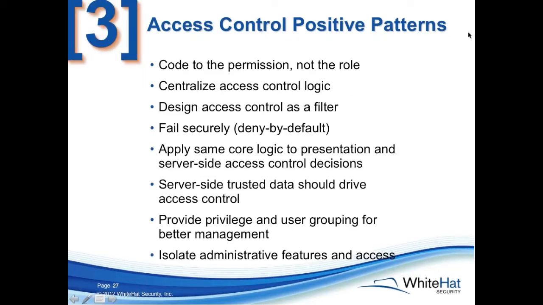So here are some positive patterns I want to encourage you to embrace when building a secure web application. Code to the permission, not the role. This is an entitlement-based system as opposed to a role-based system. Centralize that access control logic into one or more core classes. Design access control as a filter, so every request is forced to go through your access control methodology. Fail securely. If your access control processing logic fails in some way, always fail in a way that denies access to your system. Also, apply the same core logic or same methodology to both your presentation and server-side layer.